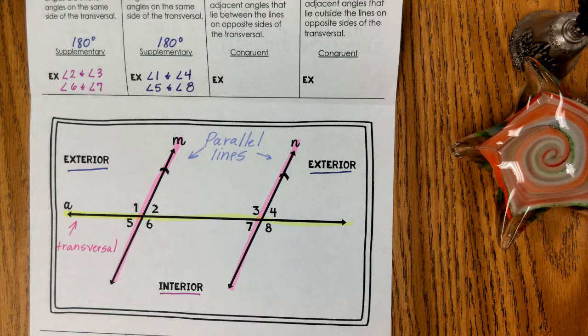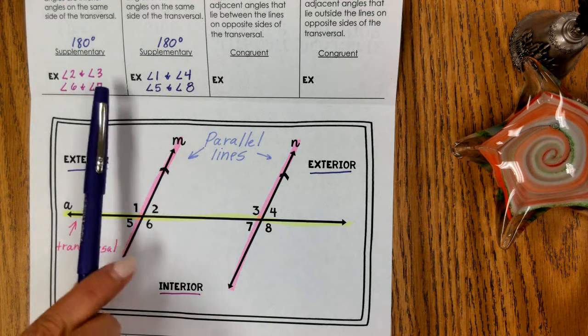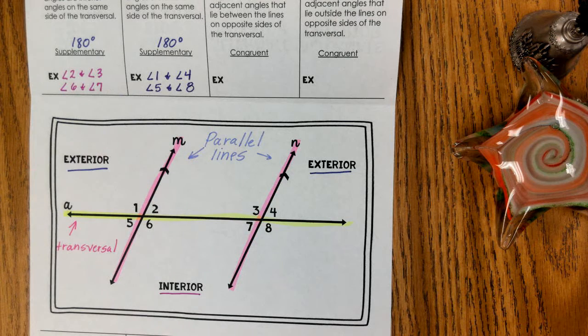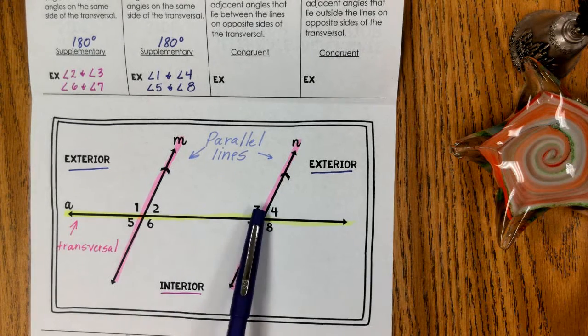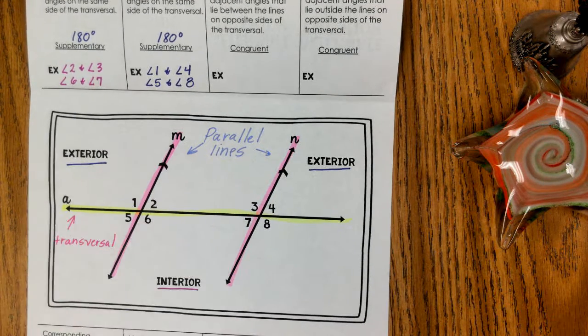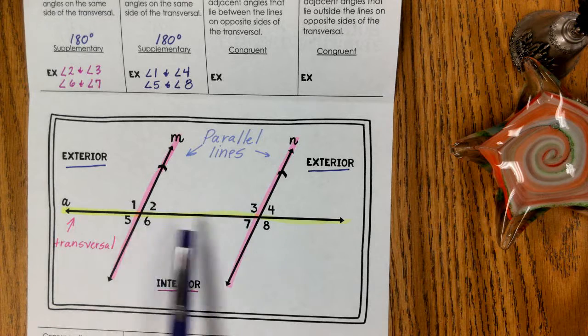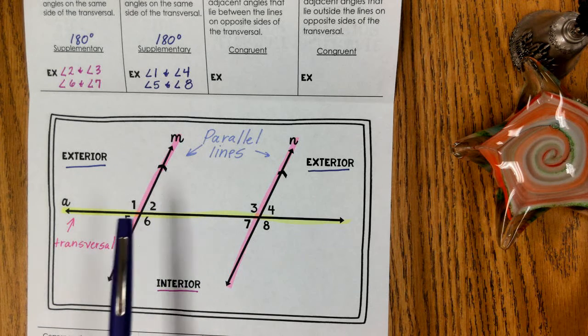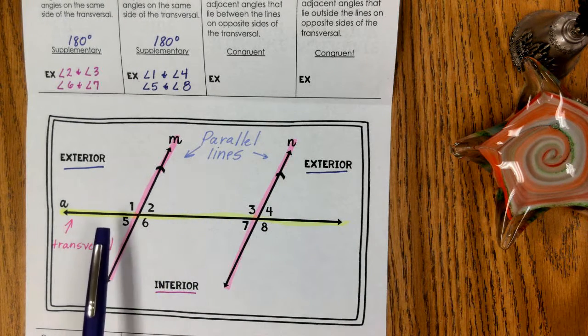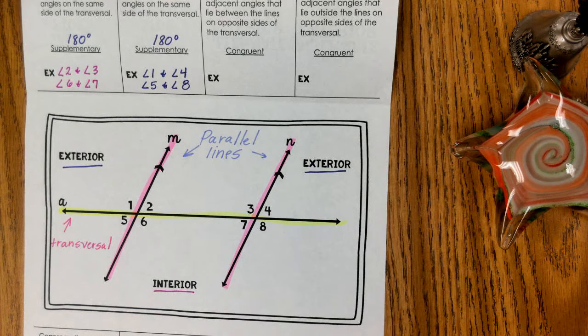Okay, awesome. Again, those angles listed are going to form a 180-degree line. So we have 2 and 3. Those two together would make a supplementary angle. 6 and 7, those two would make a supplementary angle. 1 and 4, 5 and 8, those are going to form 180 degrees when you put them together.